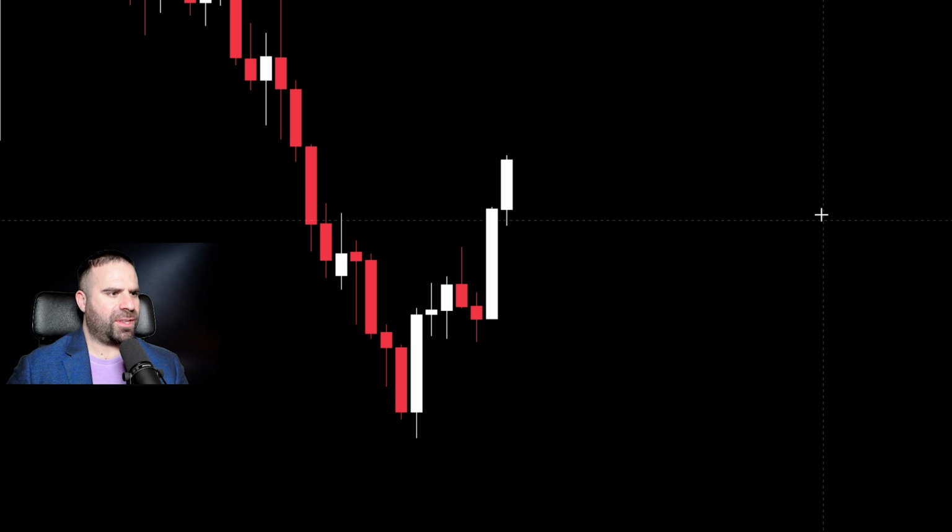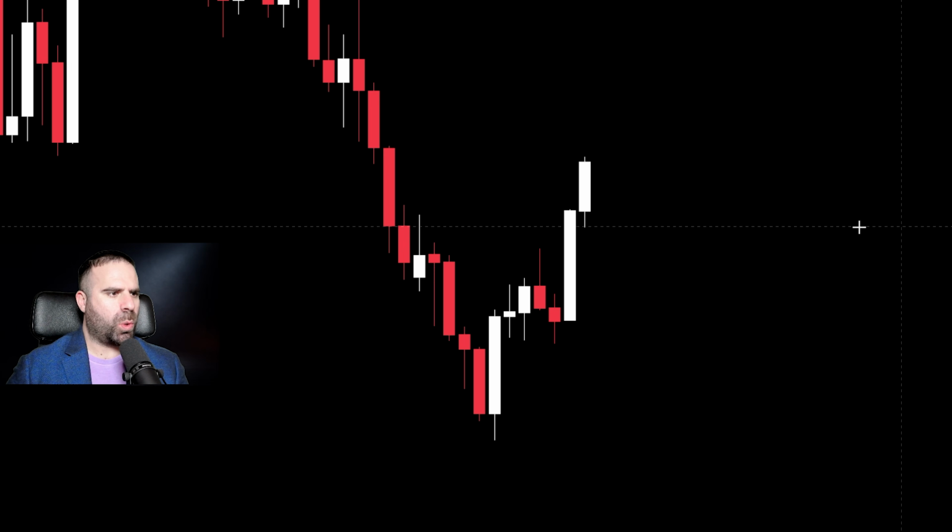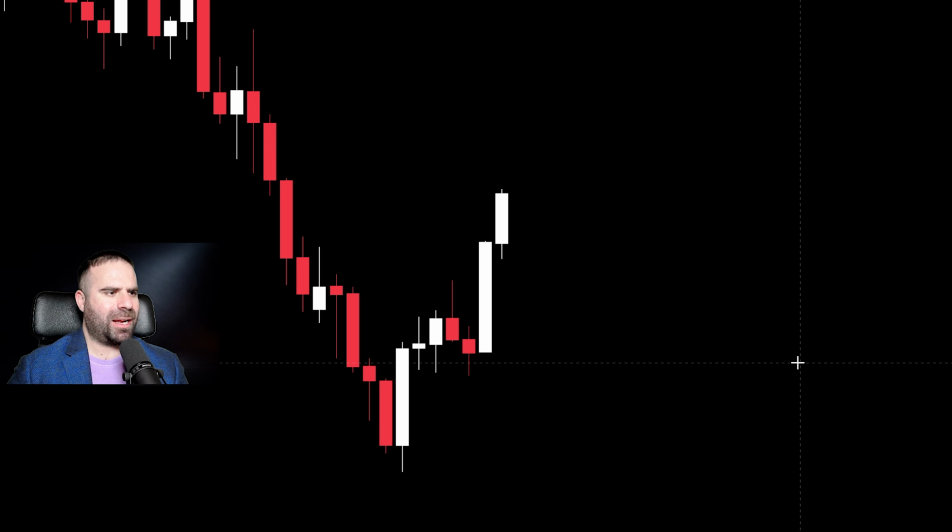I am on the 15-minute time frame, and as I told you, this strategy is going to be working in all markets. So if I proceed with price action on the 15-minute time frame, we see that after this downtrend right here, we are having a very impulsive reversal.